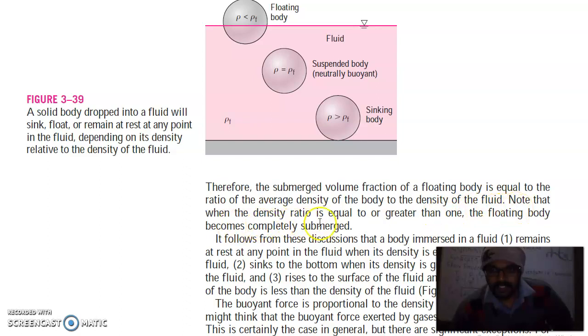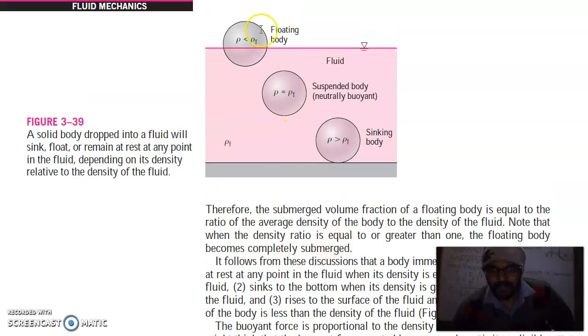Note that when the density ratio is equal to or greater than 1, the body becomes completely submerged. You can see here, this is your floating body whose density is less than the density of the fluid, so it will float. This is a suspended body, neutrally buoyant, because the density of the fluid is equal to the density of the body. And if the density of the body is more than the density of the fluid, it is a sinking body.